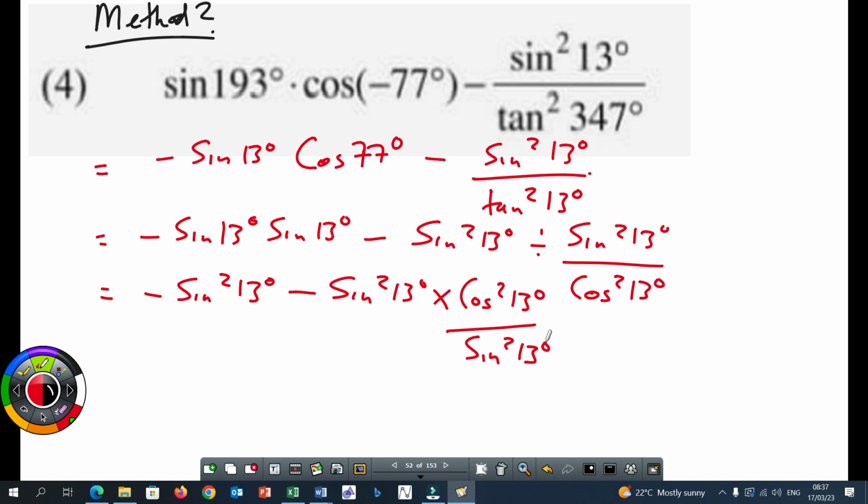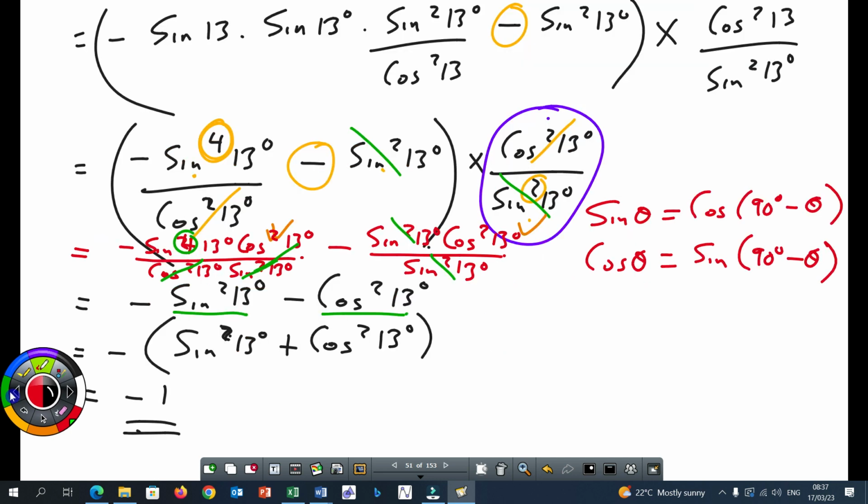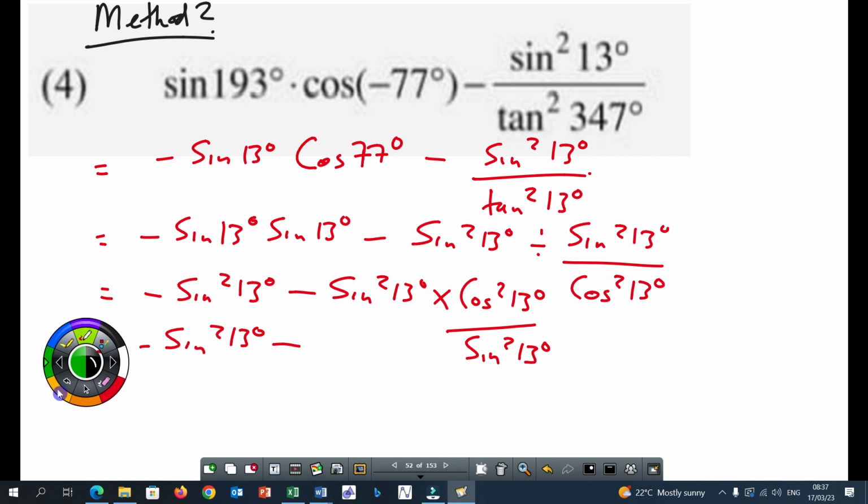Are you following? Please be aware that your knowledge of fractions is very important. Fractions. Okay? Then I'm already smiling. So minus sine squared 13 degrees. Now, do you see that because of multiplication, this sine squared 13 and that sine squared 13, they are going to cancel out. Do you see that? Right? So, we'll end up getting minus cos squared 13 degrees.